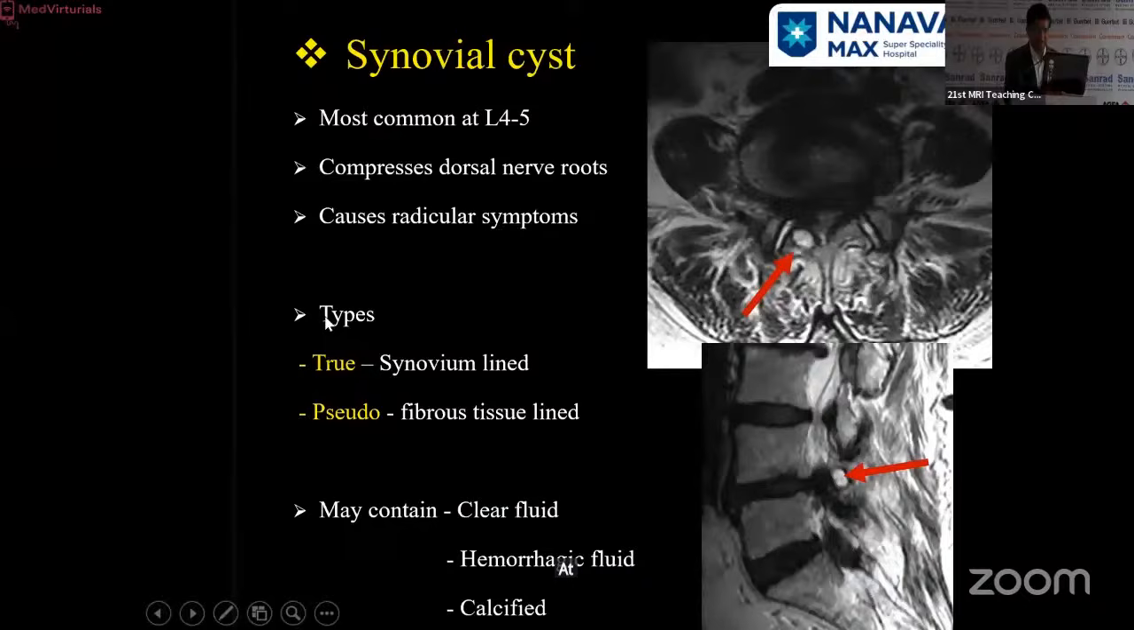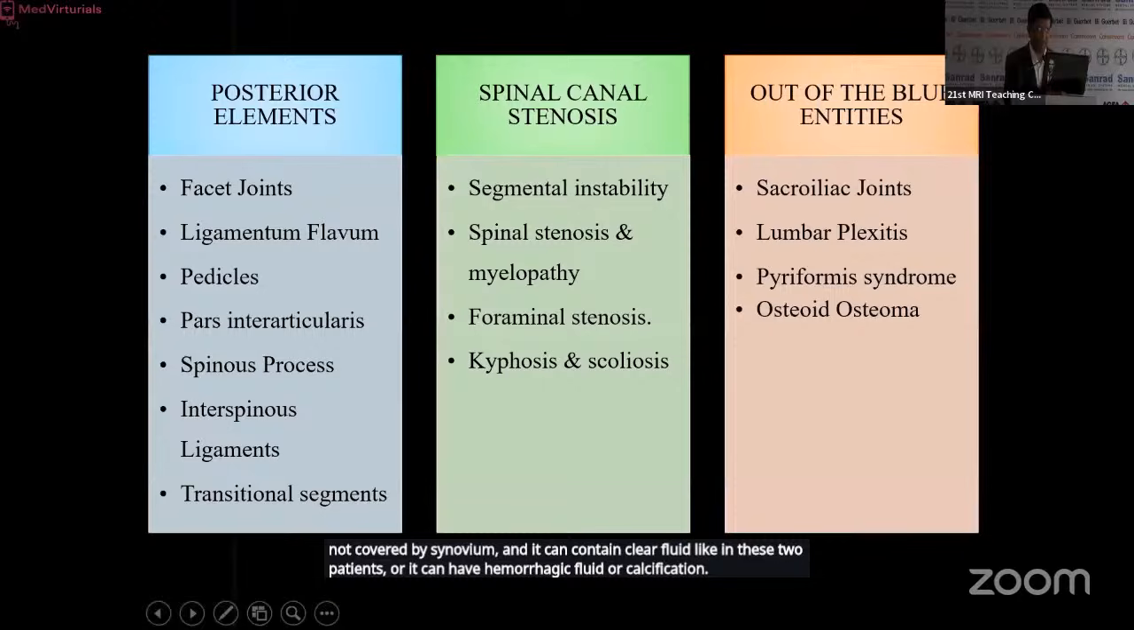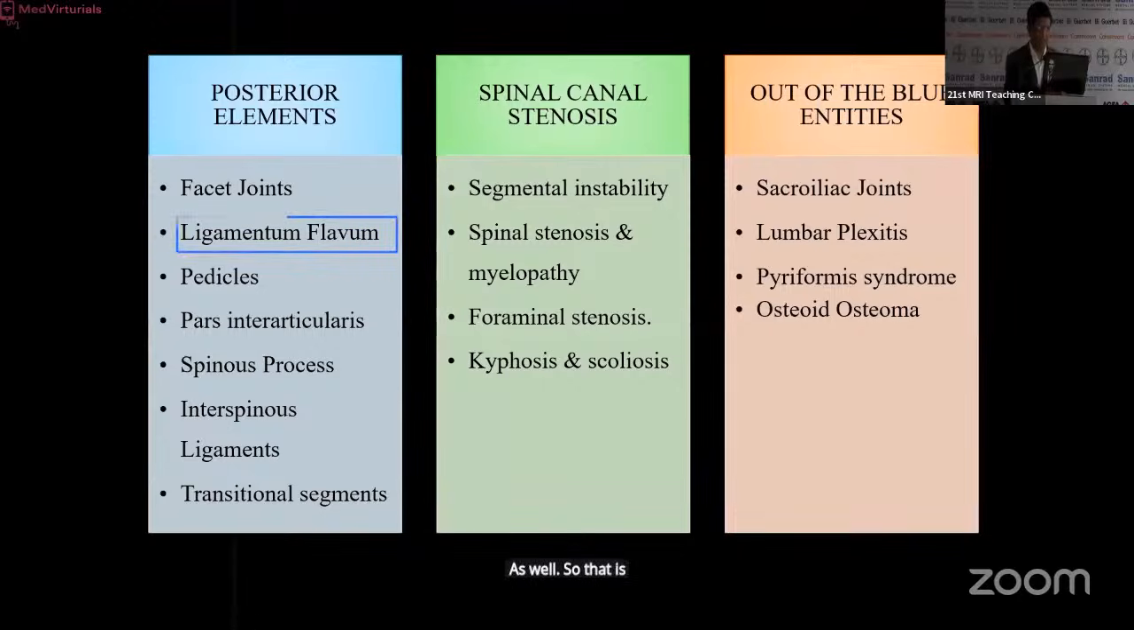At times, the synovial cyst is pseudo because it is covered by fibrous tissue and not covered by synovium. And it can contain clear fluid, like in these two patients, or it can have hemorrhagic fluid or calcification as well. So that is about facet joints.